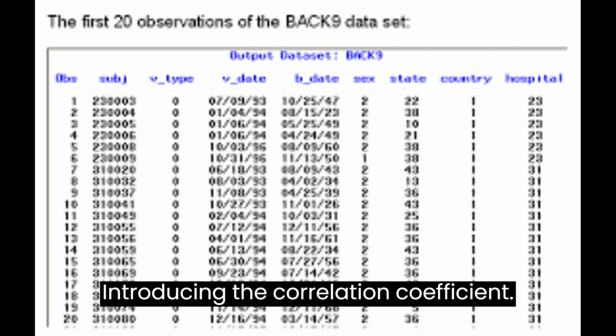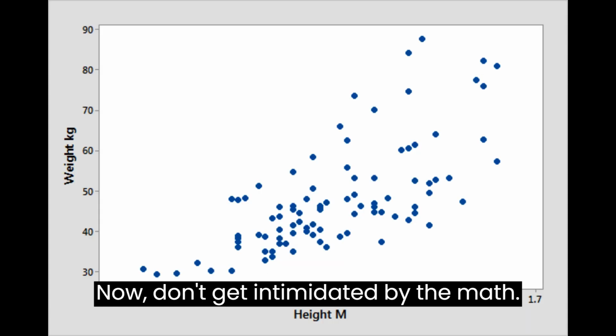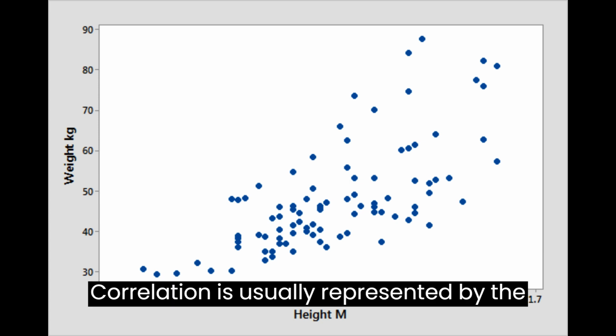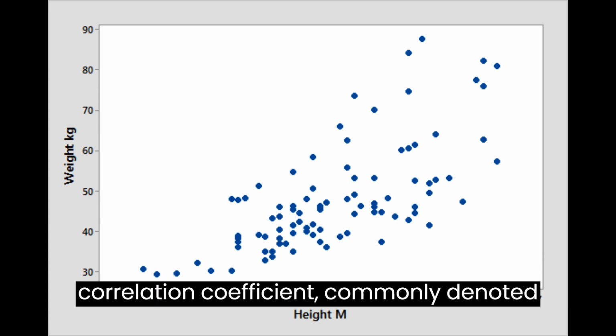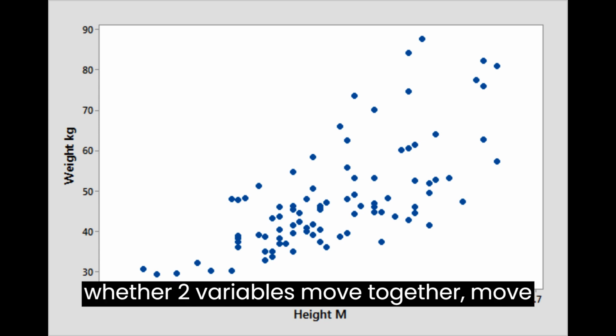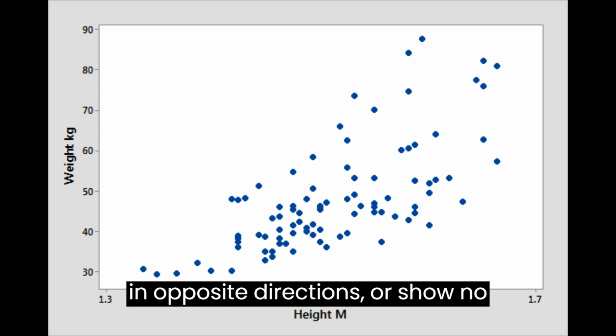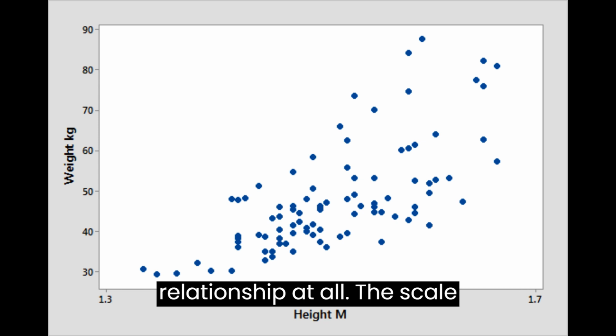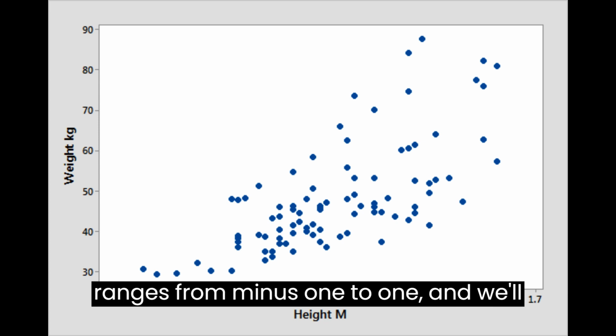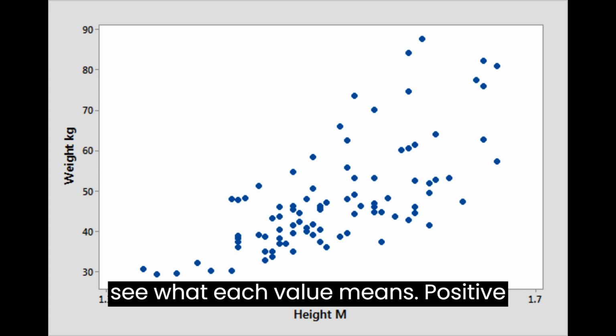Introducing the correlation coefficient. Now, don't get intimidated by the math. Correlation is usually represented by the correlation coefficient, commonly denoted as r. This little number tells us whether two variables move together, move in opposite directions, or show no relationship at all. The scale ranges from -1 to 1, and we'll see what each value means.